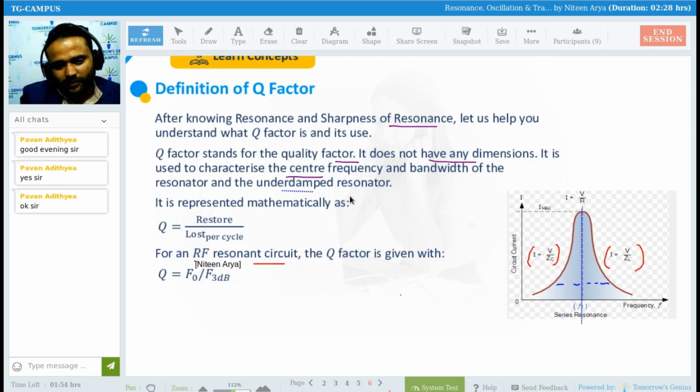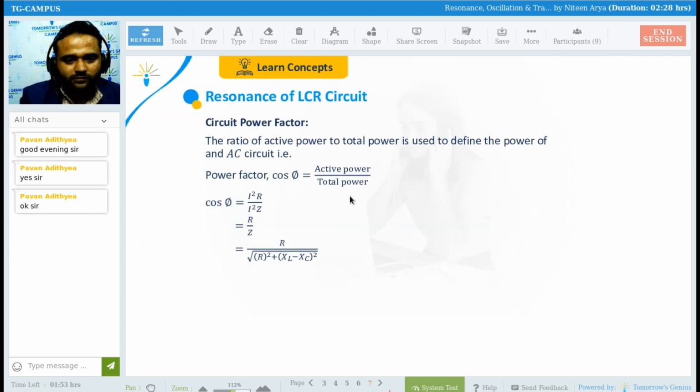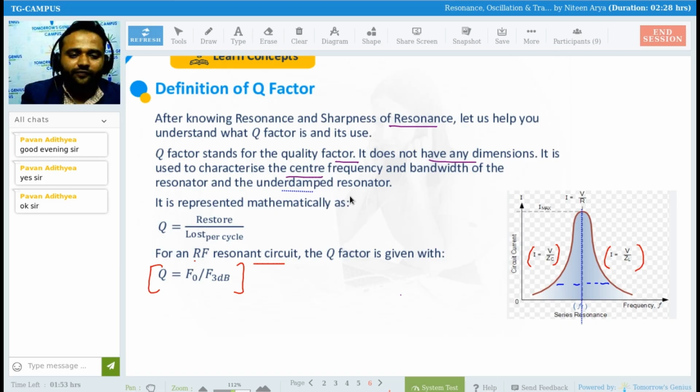radio frequency resonant circuit, the Q factor is given by F naught upon F3 dB. Okay, this is the bandwidth here. And in another way, this is the resonance of a circuit. Is this clear? Quality factor, in the previous class, I gave you Q, which is R upon Z.